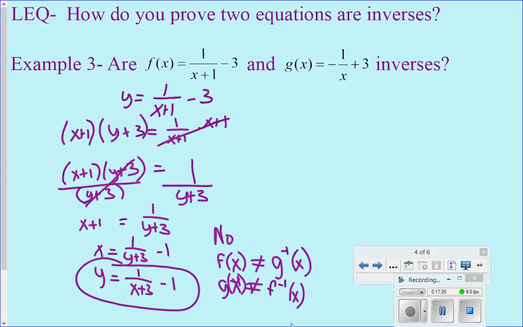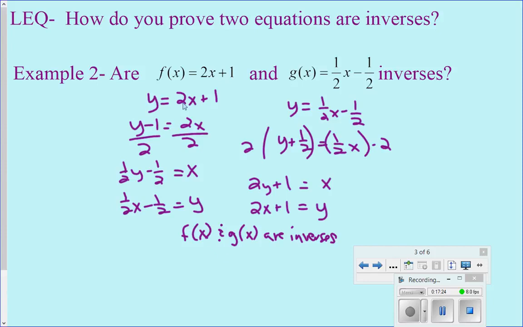Now again, if you're trying to prove that they are inverses, and you go through and find the inverse of the one, you should not just stop and say, yes, they're inverses. You should then get the other inverse and confirm that you're getting the first equation. So it's harder to prove that they are inverses than to prove that they're not.